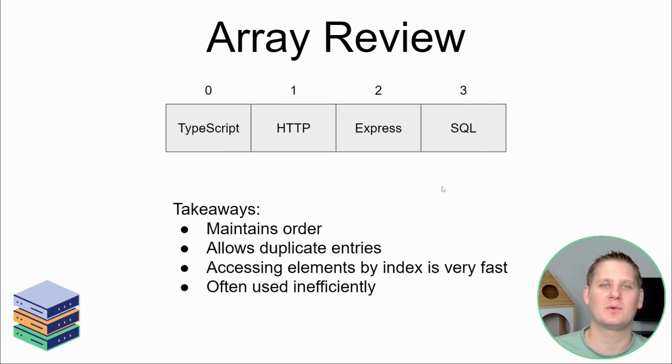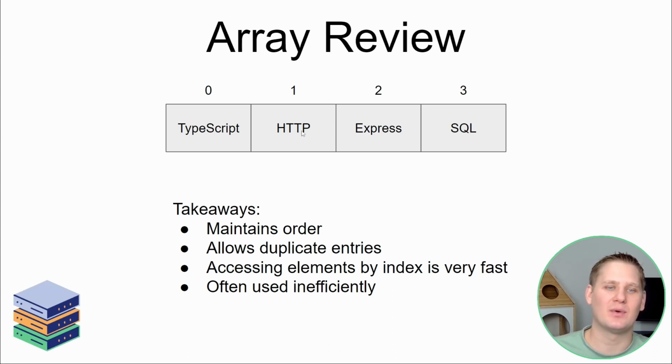The key takeaways from arrays is going to be that they maintain order, as that's the purpose of their indexes. They allow duplicate entries. We didn't look at this, but if we wanted to add HTTP in a second time here, there'd be no issue doing so. When accessing elements by index, it's extremely fast.